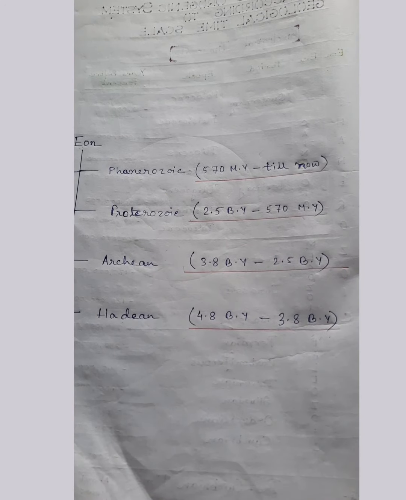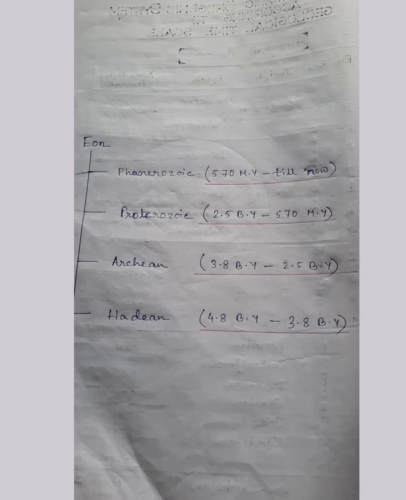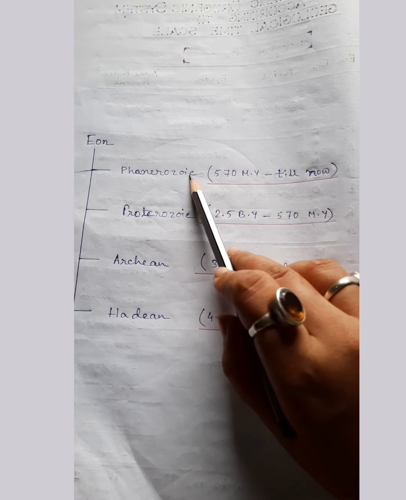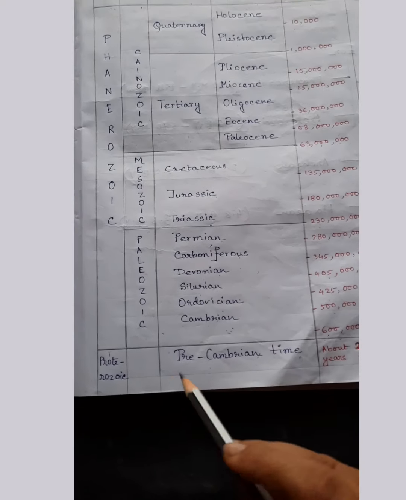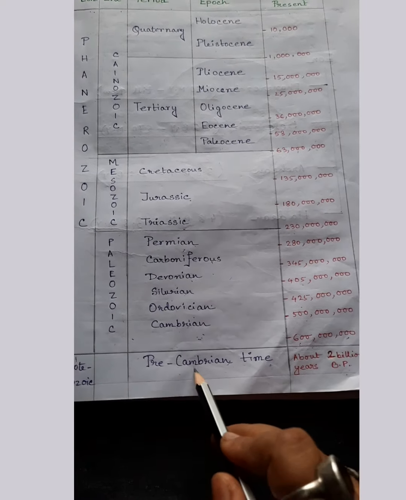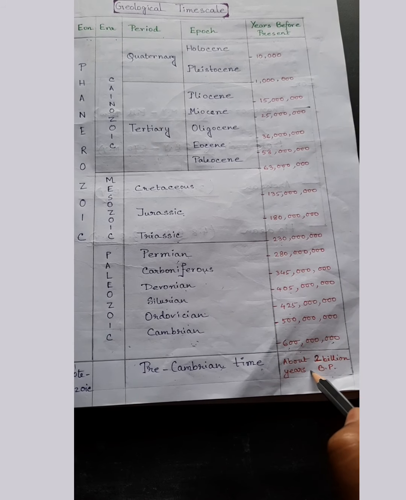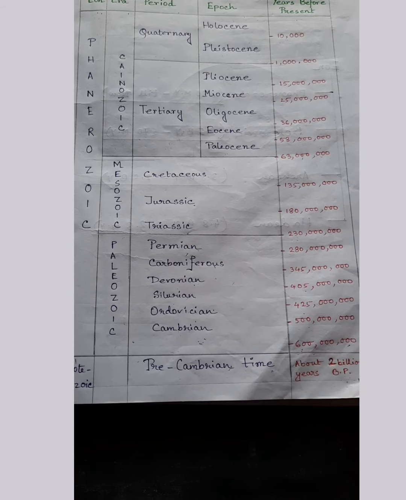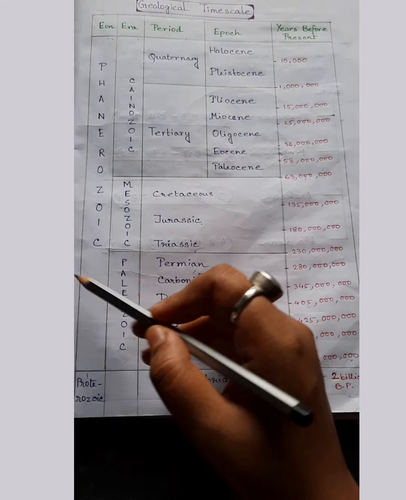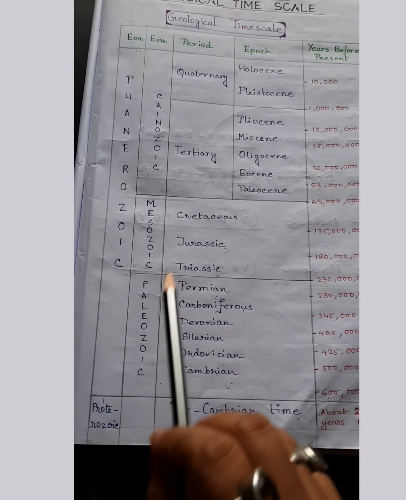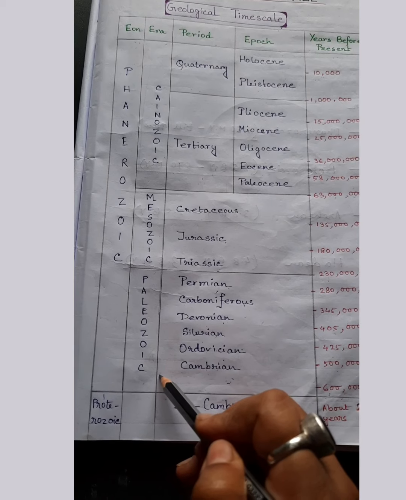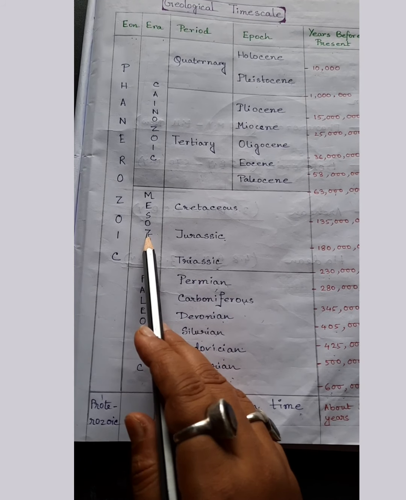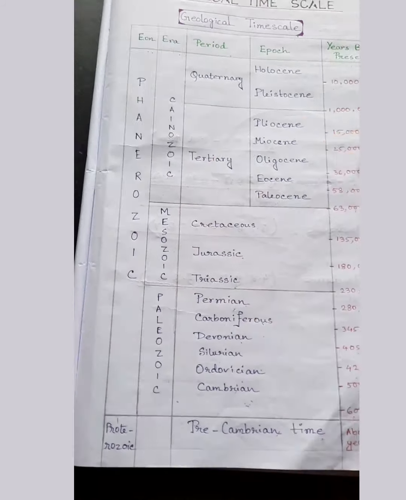Now our discussion today is about this Phanerozoic orogenic period. After that comes the Proterozoic period, Precambrian time, which is about 2 billion years before present. BP, you can see, means before present. Then this Phanerozoic eon is further divided into three eras. The oldest one is Paleozoic, then Mesozoic, then Cenozoic.